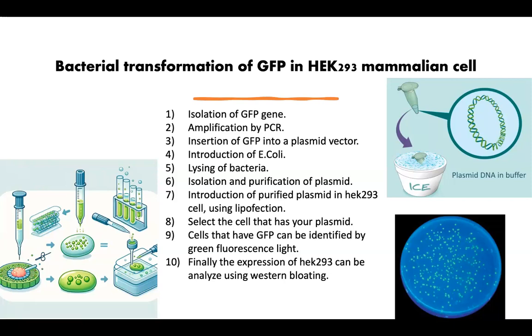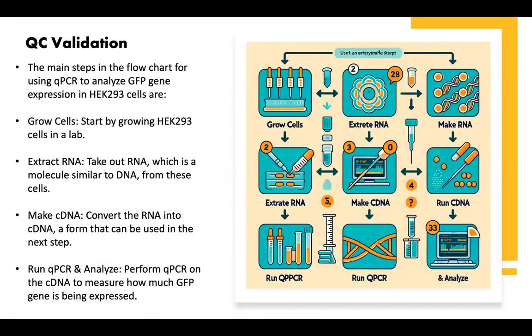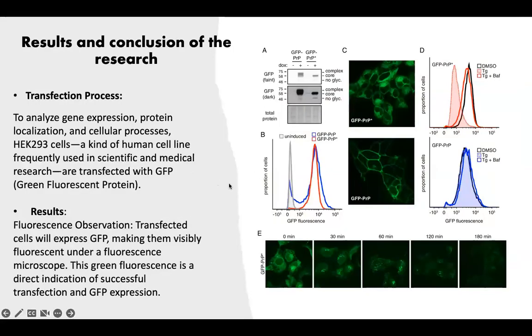And the next is QC validation, where we need to follow the flowchart as given below. First, grow the cells in the lab, then extract RNA, then convert RNA to cDNA, and the next step is to run the qPCR for analysis. After performing the qPCR on the cDNA, we measure how the GFP gene is being expressed, and the results show certain expression levels. After we obtain them, the results are going to be shown here.